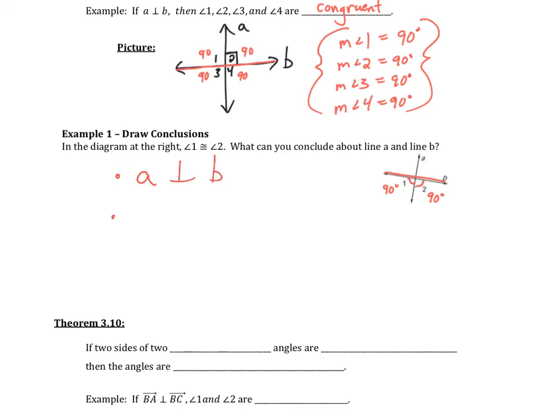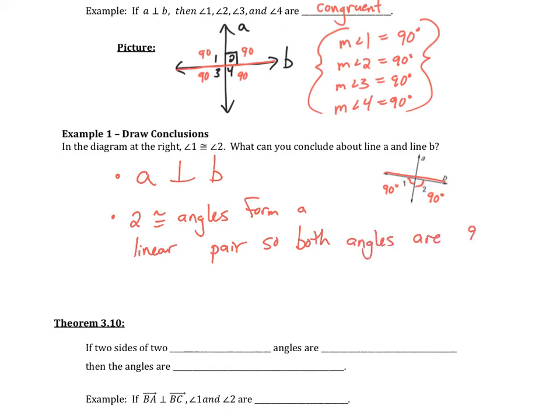We can also conclude that two congruent angles that form a linear pair are both 90 degrees. That's what we talked about. Two congruent angles that form a linear pair, both angles must be 90 degrees.